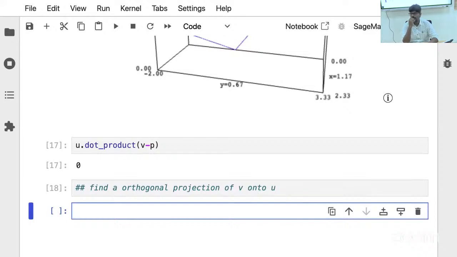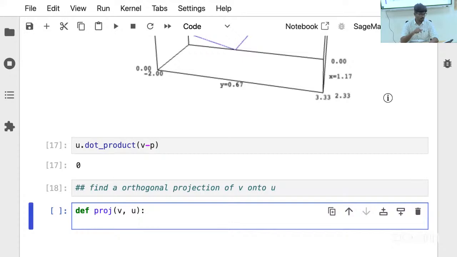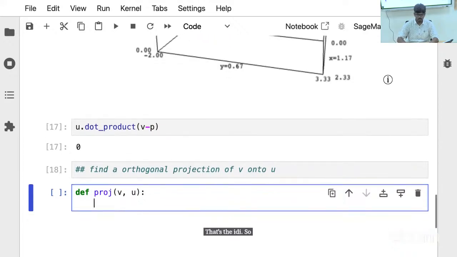We've already done that. Okay, my intention is to actually introduce you to a function. So given two vectors, V and U, that function should return an orthogonal projection of the first vector onto the second vector. That's the idea. So let me make a comment here. What I want to return is the orthogonal projection of V onto U.